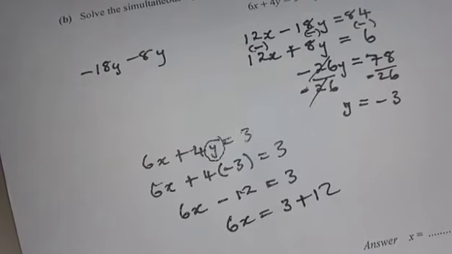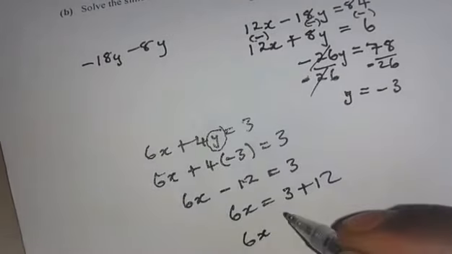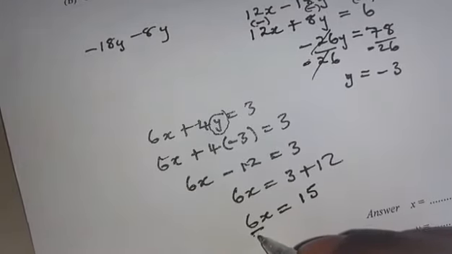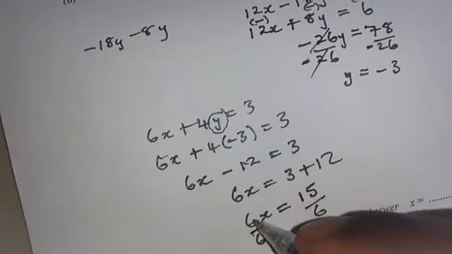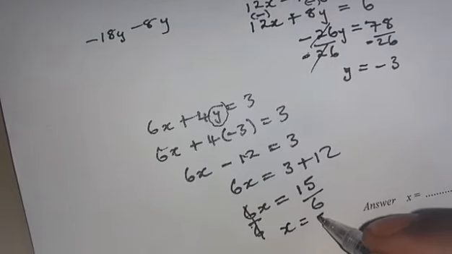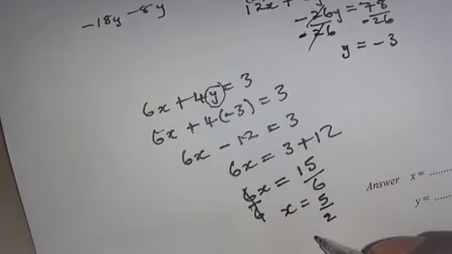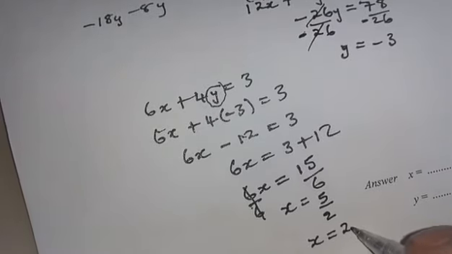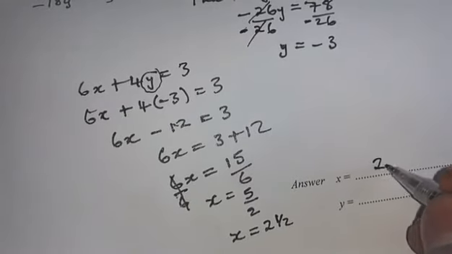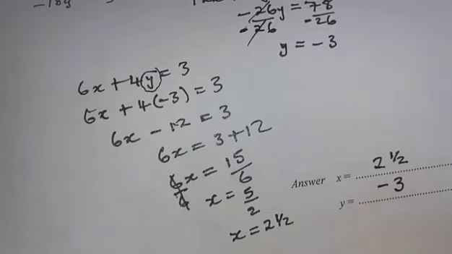After that, you need to add 3 plus 12, which produces 15. Then you divide both sides by 6. So 3 into 15, you get 5. 3 into 6, you get 2. 2 into 5, you get 2.5. So I'm going to write 2 and a half for x. Then I'm going to write minus 3 for y.